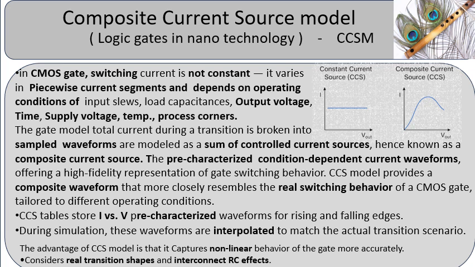The pre-characterized, condition-dependent current waveforms offer a high-fidelity representation of gate switching behavior. The CCS model provides a composite waveform that more closely resembles the real switching behavior of a CMOS gate. CCS tables store current versus voltage, pre-characterized waveforms for rising and falling edges. During simulation, these waveforms are interpolated to match the actual transition scenario. These models very effectively characterize nanotechnology devices.